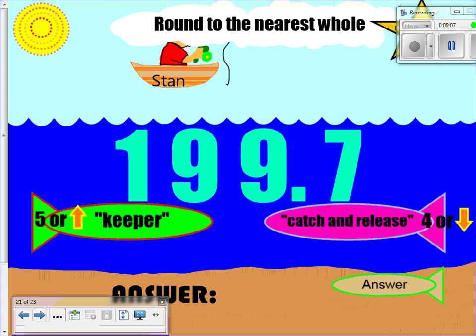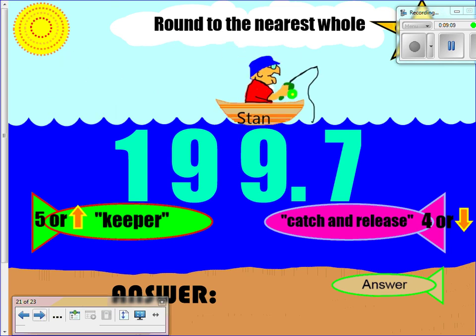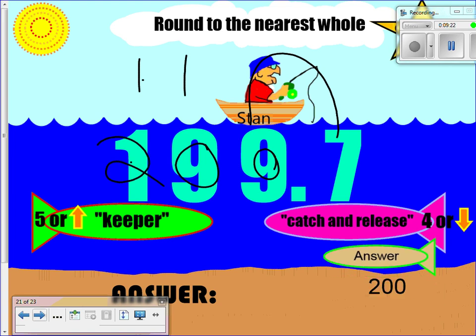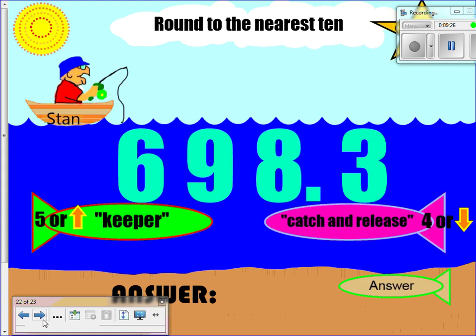On to the nearest whole. I'm going here to the 9. That's my whole. The 7 makes this a 10. So the 0 here, put a 1 here. This makes a 10, put a 0 here. 1 plus 1 is 2. 200 should be my answer. Hopefully this helped a little bit with rounding. I'm going to see if I have any other ones that are kind of tricky.